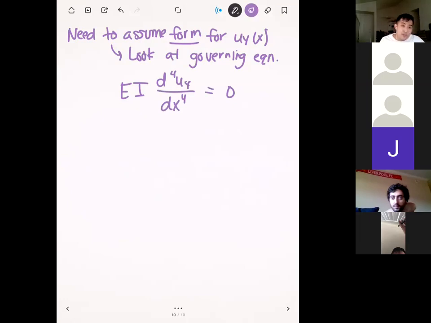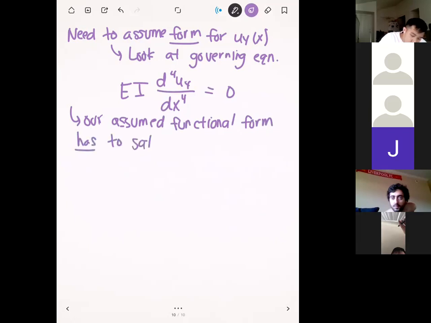And so this is our starting point. What we can say from this is that whatever we assume for our functional form has to satisfy this equation. A simple function that can satisfy this is a cubic function. By that I mean a polynomial where the highest order term has order 3. If we write out this form, it would look like this.